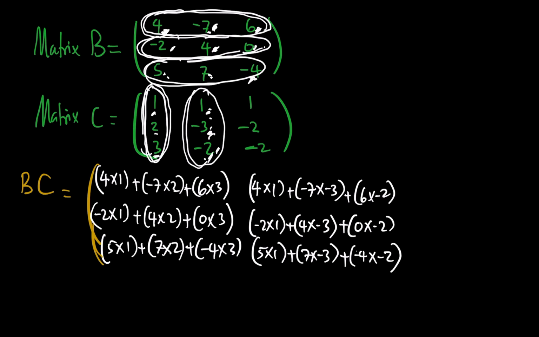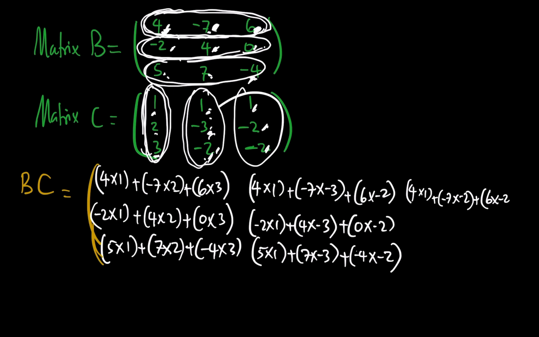Then now we come to the first row. We take the first row and go with the last column. And that's going to give us 4 times 1. We take the first one and the first one. We take the middle one and the middle one, -7, -2. And then we take the last one, which is 6 times -2, like that.